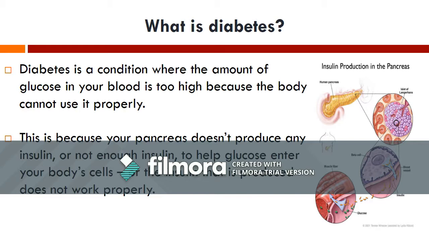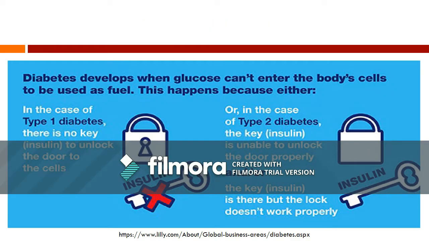This graphic shows how the insulin is produced in the pancreas. Human pancreas, beta cells, glucose, and this is the insulin. Diabetes develops when glucose cannot enter the body cells to be used as fuel. This happens because in diabetes type 1 there is no insulin. This graphic compares the insulin to a key to unlock the door to the cells.